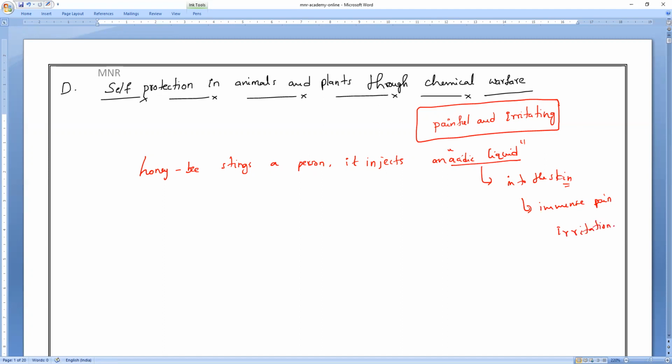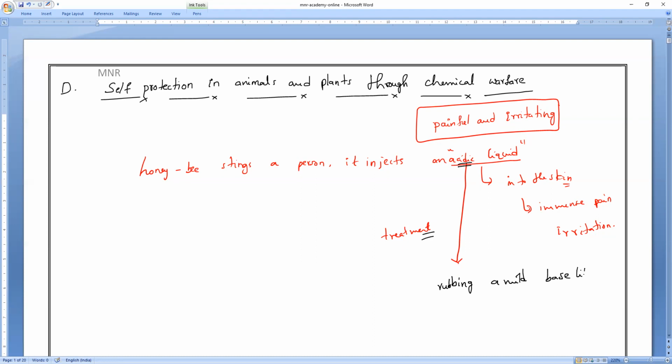So if you notice, if a honey bee stings, it is injecting the acidic liquid, so to neutralize it, immediately we have to rub it with what? What is the treatment for this one? Do we have to add base or acid? Again, it is injecting the acid, so we have to treat it with a base. Immediately we have to rub a mild base.